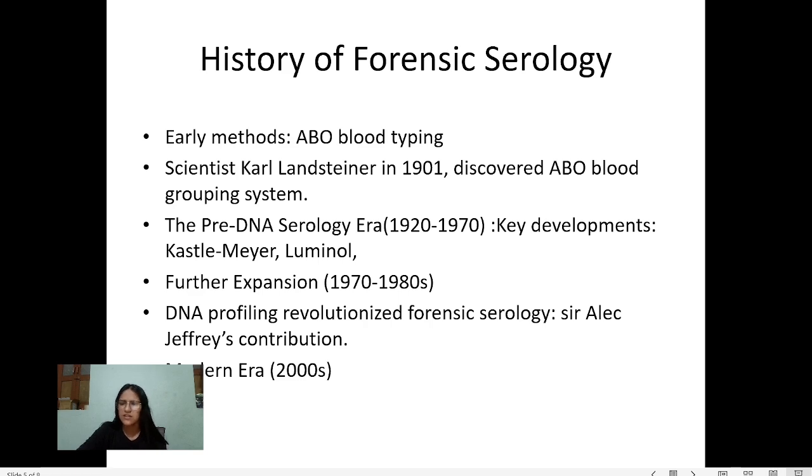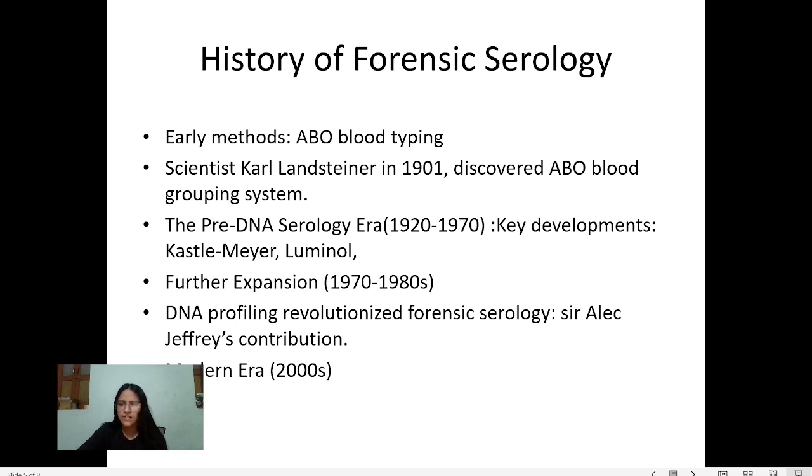They used to look at the color of the stains because at that time, in the 1800s, no tests were available. All the tests were developed after the 1800s. Looking for the color of the stain was totally unreliable. This unreliability led more scientists to come up with more ideas and develop more tests to help in forensic serology.